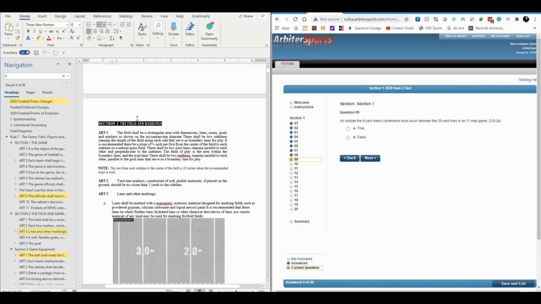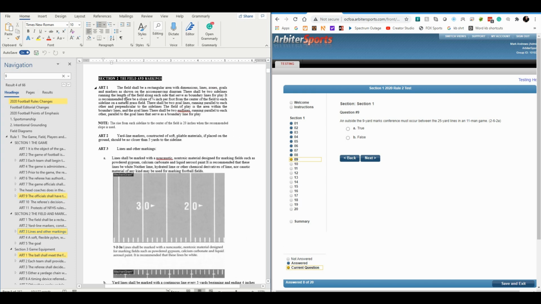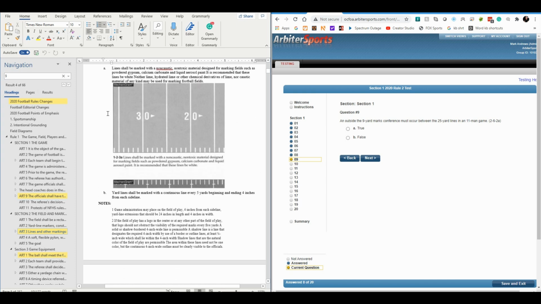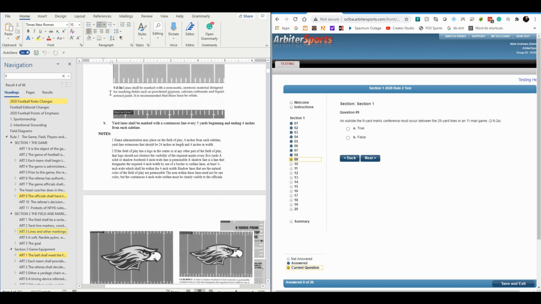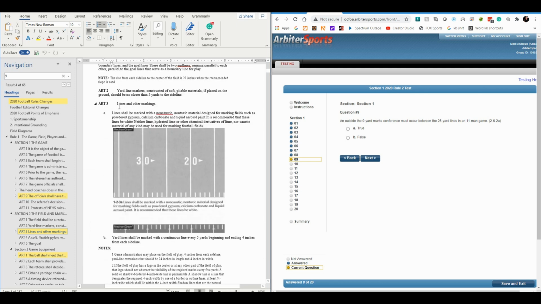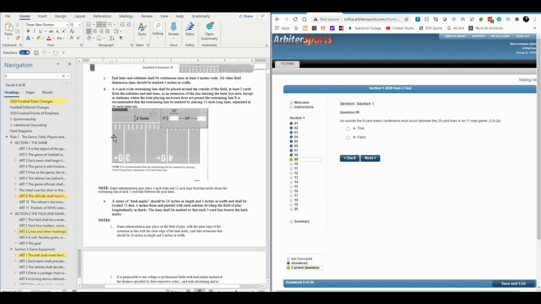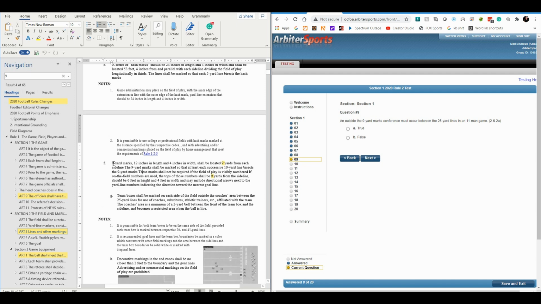In Rule 1, which covers the game, the field, the players, equipment, that sort of thing, it's defined in Rule 1, Section 2, Article 3, which is lines and markings. If we scroll down here to F, 9-yard marks, 12 inches in length and 4 inches in width, shall be located 9 yards from each sideline. I don't know about you, but I've never seen these marks.